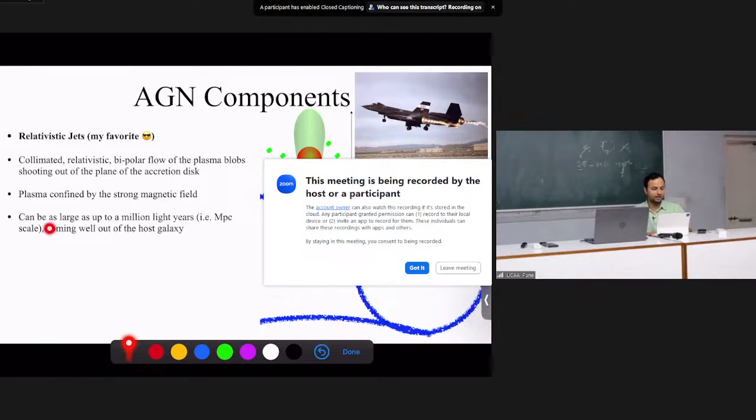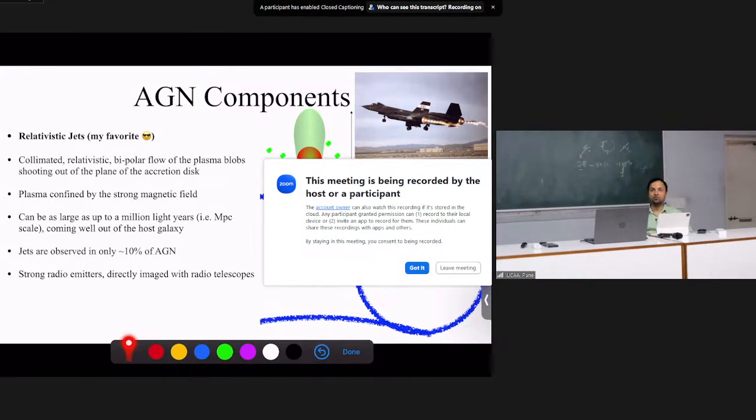Okay, this size could be as large as up to a million light years, megaparsec scale. This means these jets can easily come out of the whole galaxy. The rest of the thing is within a tiny part of the galaxy, but these jets can come out of the galaxy. They are so large. But the good thing is that these jets are observed in only about 10% of them, and even fewer. So if you observe 1,000 active galaxies, you will find only a few, like 10, 20, 50, that have these jets. Okay, these jets are very strong radio emitters.